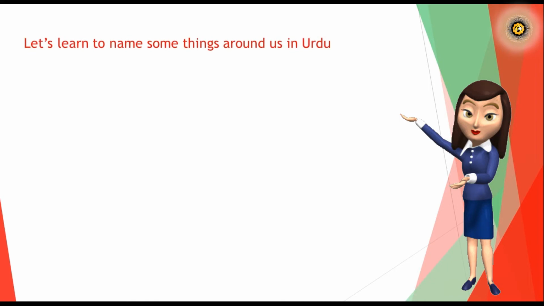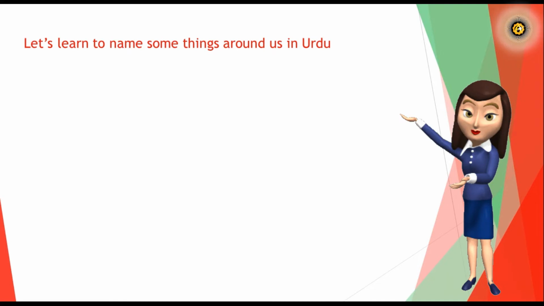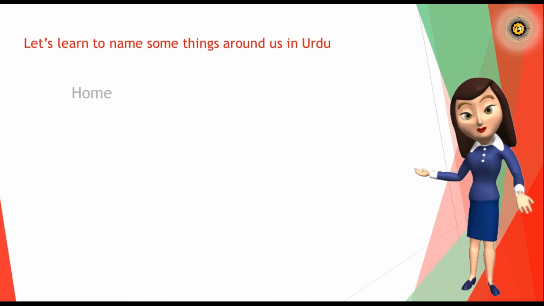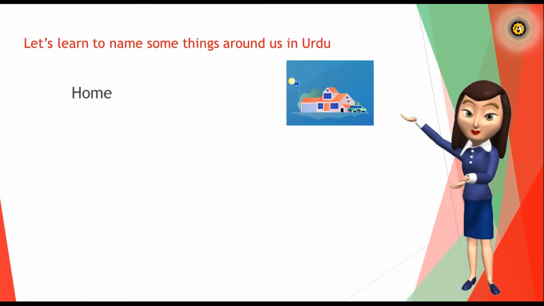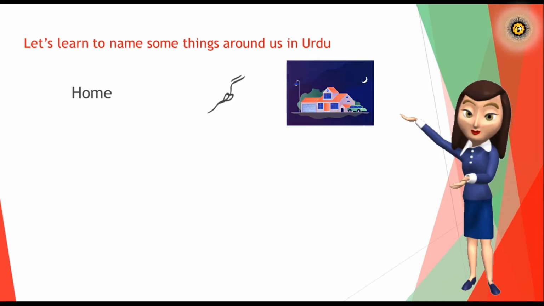Okay. Now let's learn to name some things around us in Urdu. Alright, so the first thing is home. Home. In English we say home. In Urdu it is ghar. Ghar.